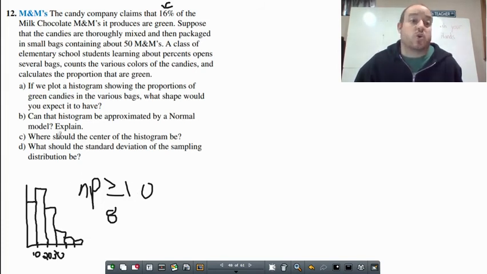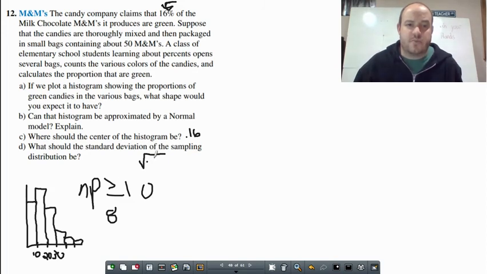Now, let's say it were perfect. Where should the center of the histogram be? Well, we know that the center of a sampling distribution should just be your original proportion of success. So in this case, the center should be at 0.16. Now, where should the standard deviation be? Remember, we follow our formula: p times q divided by n, and then take the square root of the whole thing.